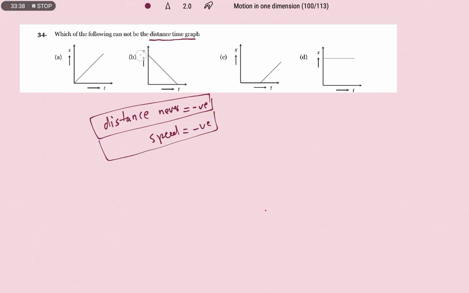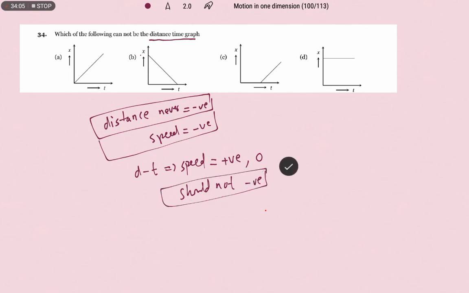Now tell me, this is a distance and time graph. So the slope of a distance and time graph gives speed. So speed should always be positive. We need to check that speed can be positive or it can be 0. It should not be negative. So this is our analysis. Which graph has a negative speed, that graph is never possible.